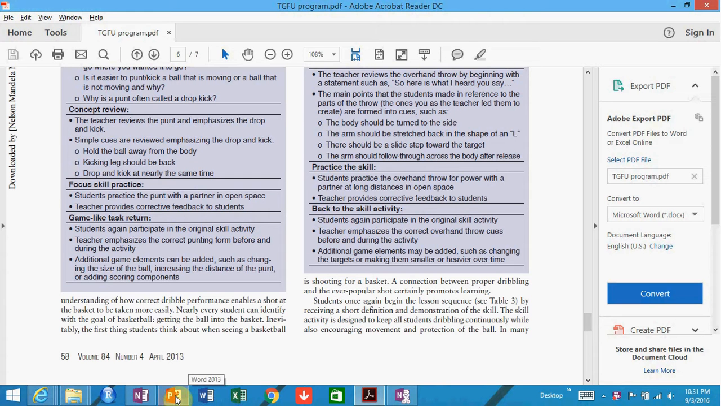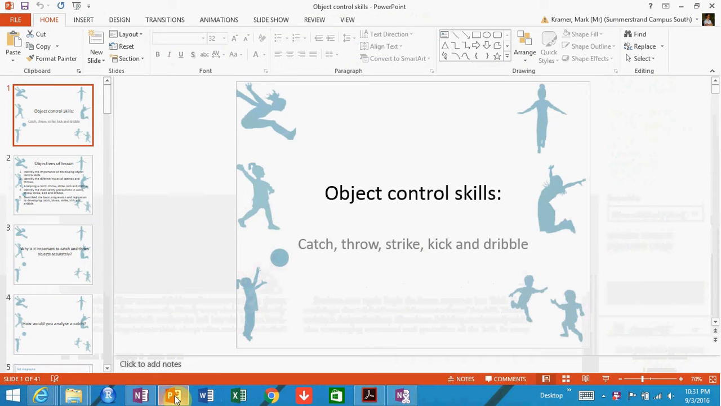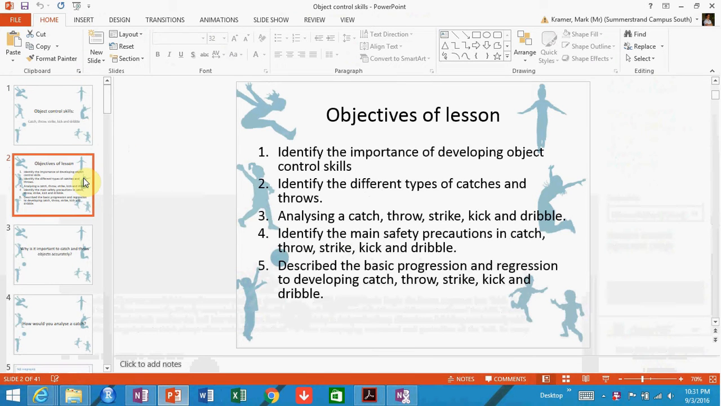Okay guys, welcome back. Now we are moving on to object control skills, mainly catching, throwing, striking, kicking and dribbling. The main objectives for all these skills are as follows: identify the importance of developing object control skills, identify the different types of catches and throws, analyze a catch, throw, strike, kick and dribble, identify the main safety precautions in catching, throwing, striking, kicking and dribbling, and describe the basic progression and regressions to develop catch, throw, strike, kick and dribble.